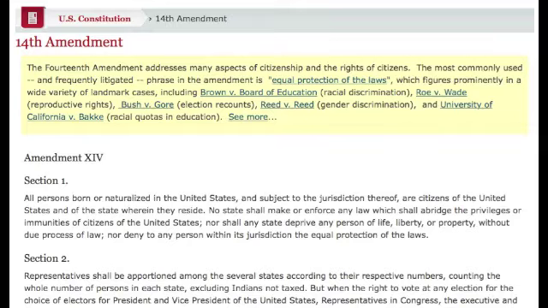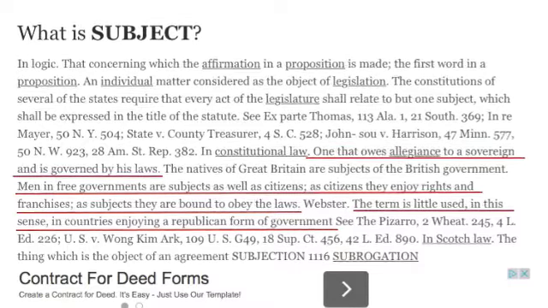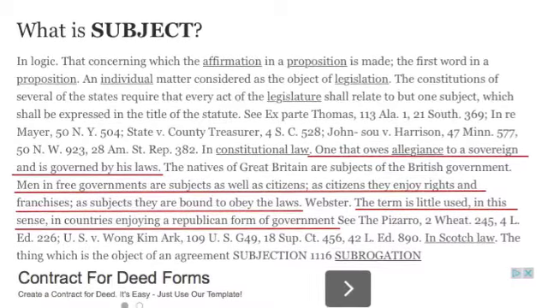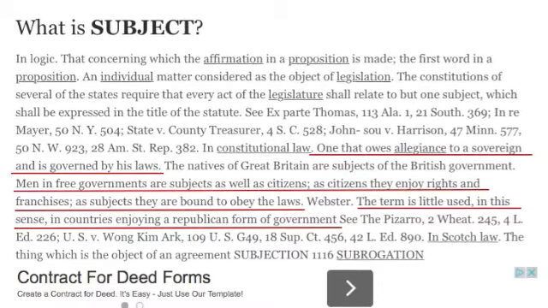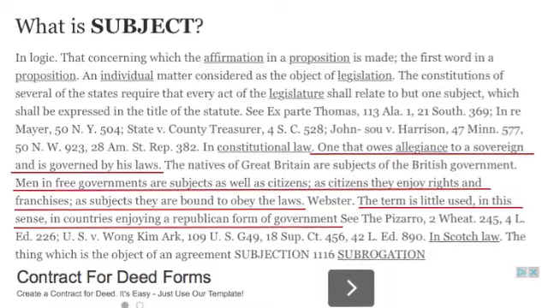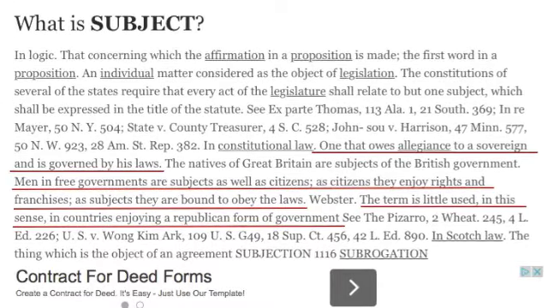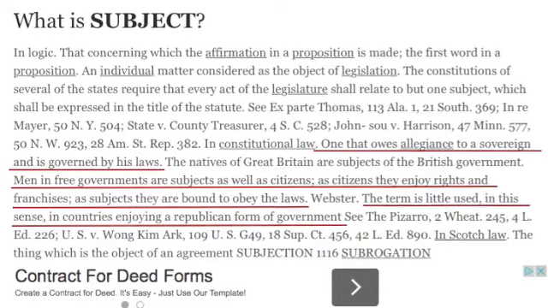Now let's go look at what subject means. Subject in constitutional law, one that owes allegiance to a sovereign and is governed by his law. Men in free governments are subjects as well as citizens. As citizens, they enjoy the rights and franchises. As subjects, they are bound to obey laws. Okay, but subject still means one who owes allegiance to the sovereign. And in a republic, the people are sovereign.